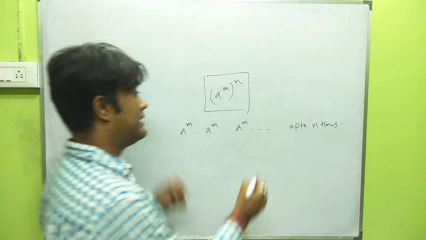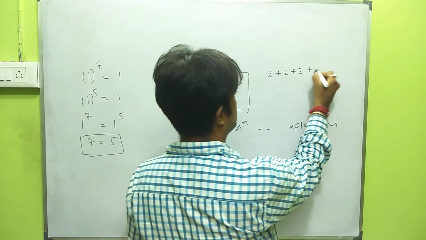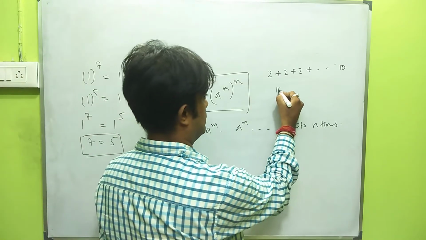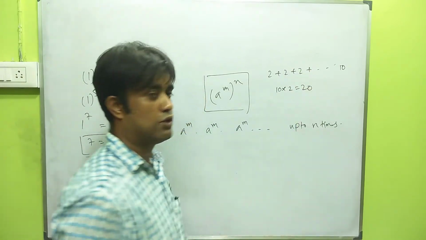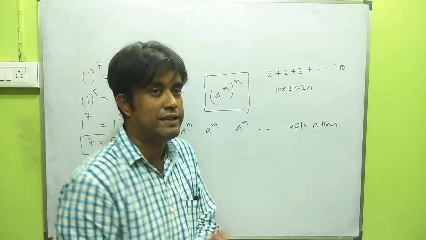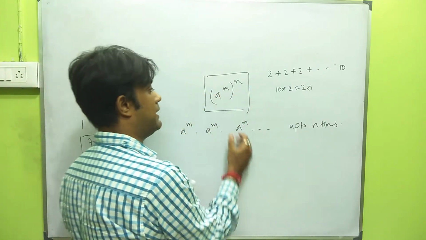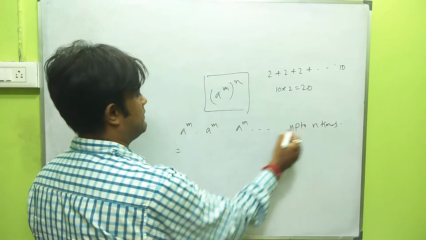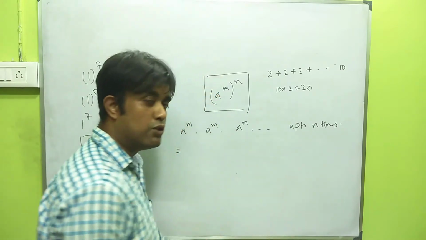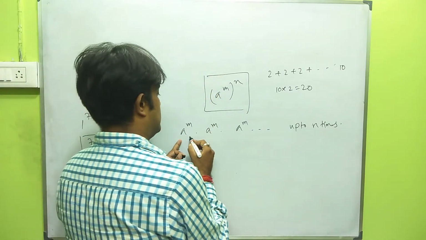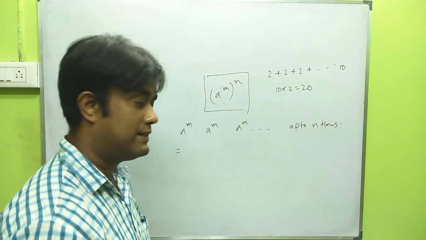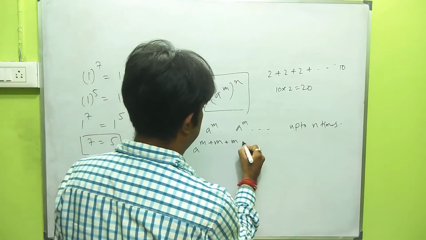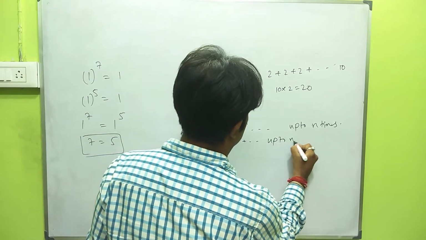Suppose you added 2 plus 2 plus 2 up to 10 times, then what will be your answer? 10 into 2, that is 20. So (a^m)^n implies that a to the power m multiplies up to n times. If a to the power m multiplies n times, we know from the rules of multiplication that it will be a to the power m plus m up to n times.